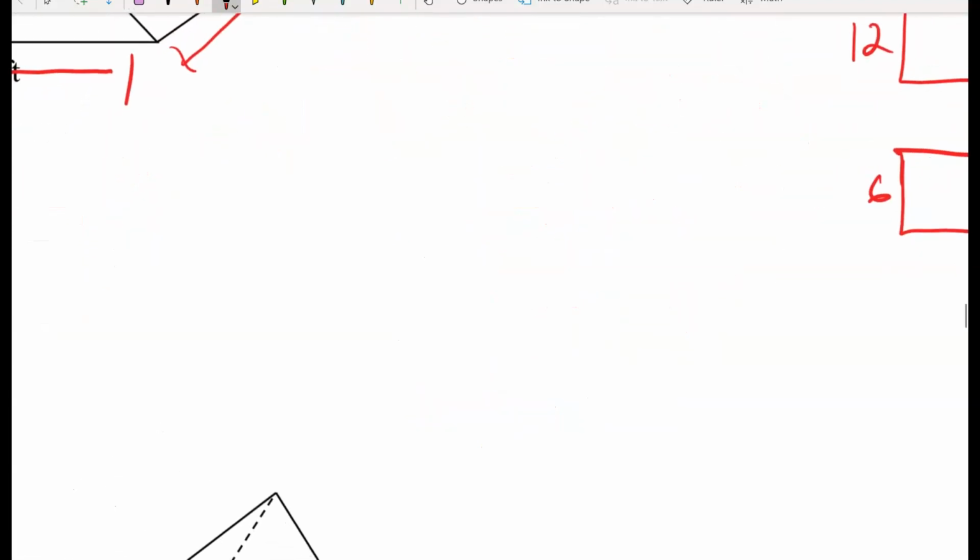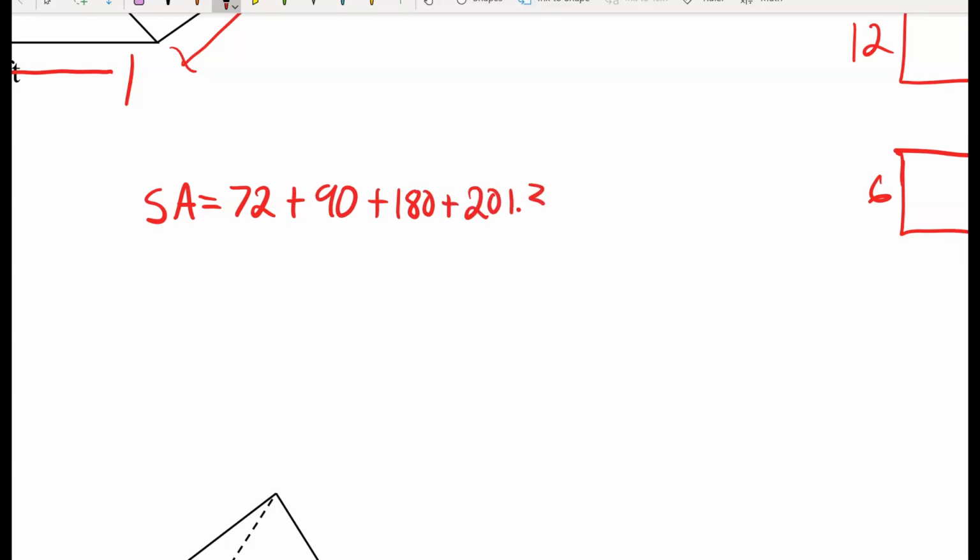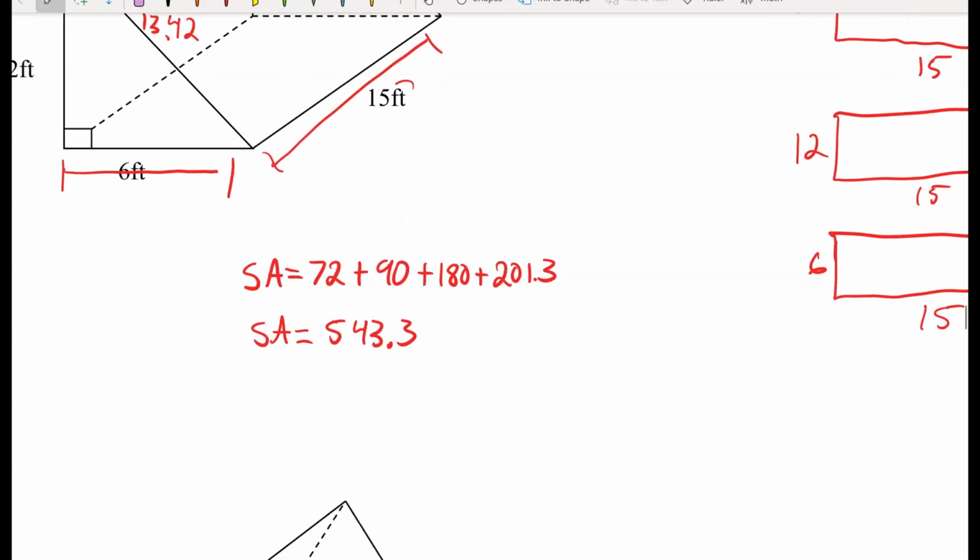The last thing that we need to do is calculate our surface area by adding these all together. So take our 72 for the triangles, and then we can add our 3 rectangles, which were 90 plus 180 plus 201.3, and our surface area equals 543.3. Looking back up, we have feet, and because it's surface area, it's feet squared.